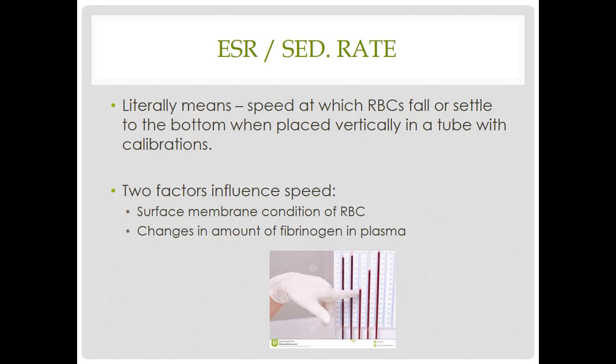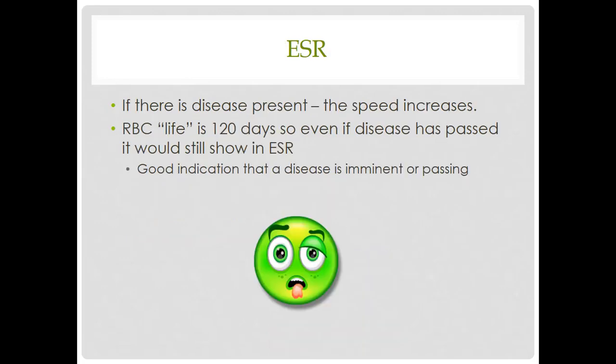And you'll see here she's showing like 5 samples, and each one has a different rate. 2 factors influence the speed: the surface membrane condition of the red blood cell, whether it's damaged or not, and the changes in amount of fibrinogen in the plasma, and that changes with disease. If there is disease present, the speed increases.